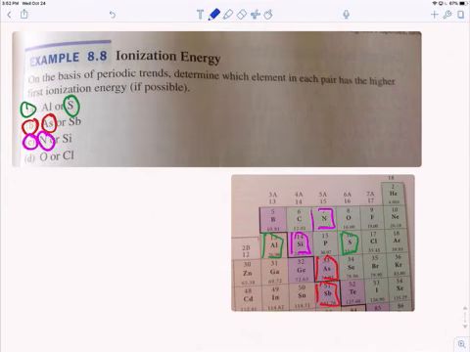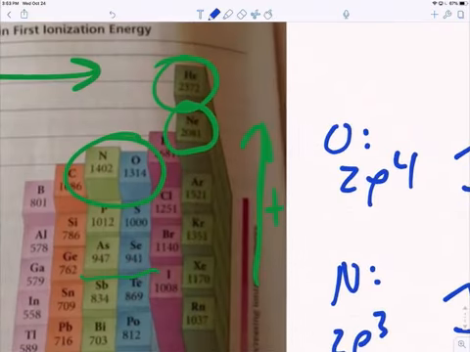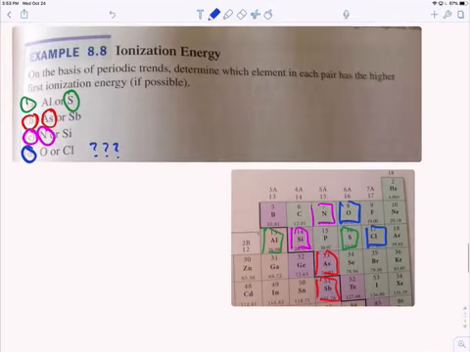And then oxygen or chlorine. Oxygen is further up, so it should be higher. Chlorine is further right, so it should be higher. You have no idea. That's ambiguous. Which one is it? It's oxygen. But you wouldn't know that unless you had the data. You can see the data up here. Oxygen is 1314, chlorine is 1251. But like I said, you cannot tell that from the periodic trends.